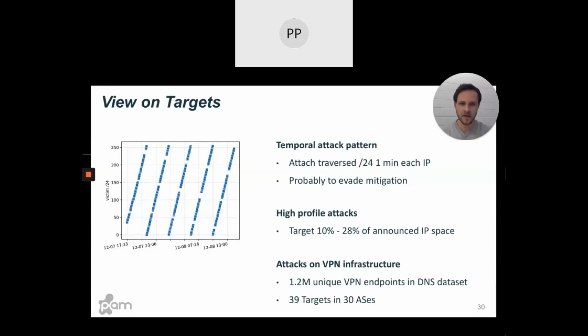So third, in times of COVID, we also checked whether VPN infrastructures are at risk and attacked already. We compiled a DNS dataset with VPN endpoints, where we found 1.2 million unique VPN endpoints. And luckily, only 39 targets were attacked in this dataset. And these were from 30 different networks.